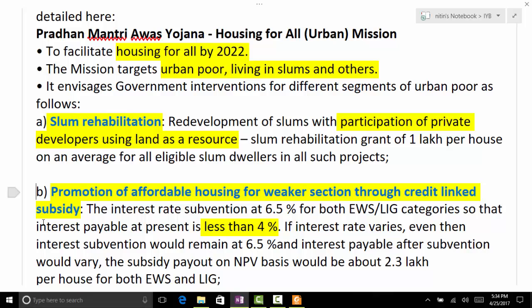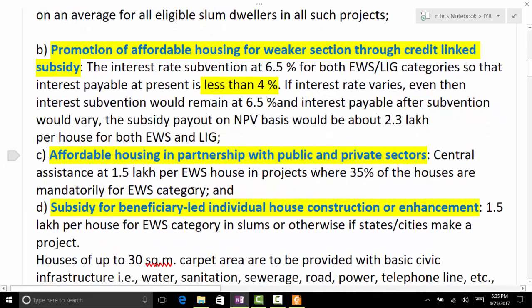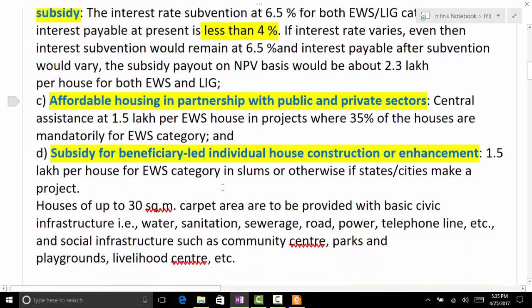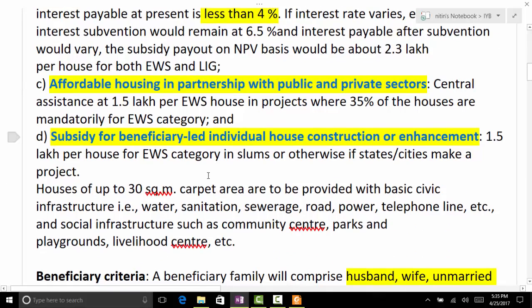Secondly, promotion of affordable housing for weaker sections through credit-linked subsidy. What is in affordable housing? You subsidize the interest. The credit-linked subsidy means subsidizing the interest. So here the interest would be reduced to 4%. And if the interest rate varies, even then the interest subvention would remain at 6.5%, and the interest payable after subvention would vary. So basically you remember this only: affordable housing, interest subvention. So interest rate subvention will be there. And affordable housing in partnership with the public and private sector.